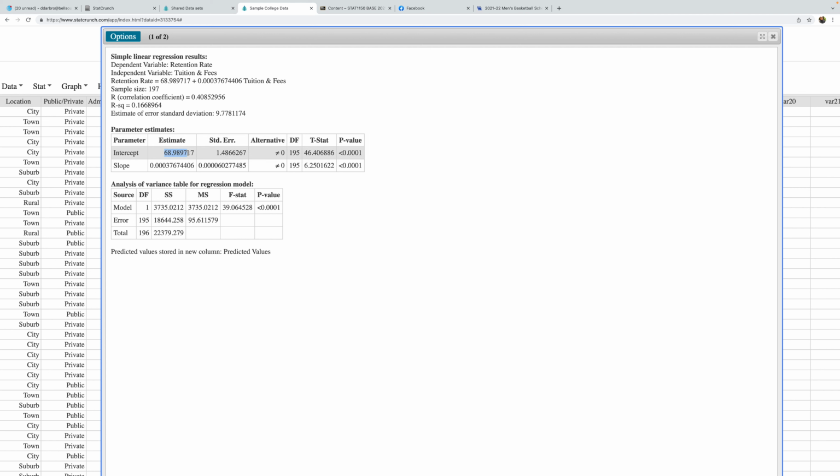The estimate of the intercept is 68.99. Look familiar? And the estimate of the slope is 0.00038. Look familiar? Yeah, it's right up here. So you get your intercept and you get your slope in 2 different places. Now, it's going to be pretty wacky if those numbers are different. They're not going to be different. But if they are, give me a call because we got something really wacky going on. They're not going to be different, so don't sweat that one.